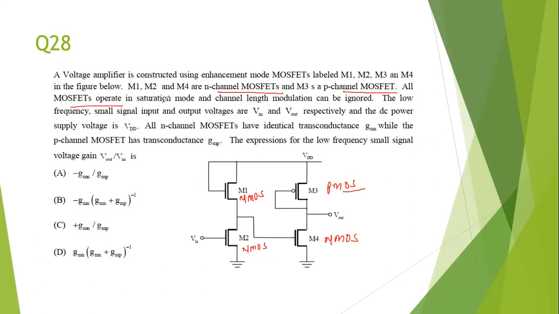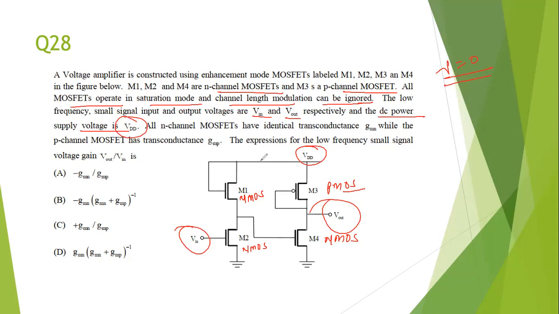All operate in saturation mode, and channel length modulation can be ignored. So lambda equals 0. There is no channel length modulation. The low frequency small signal input and output voltages are V in and V out. The DC power supply voltage is VDD.